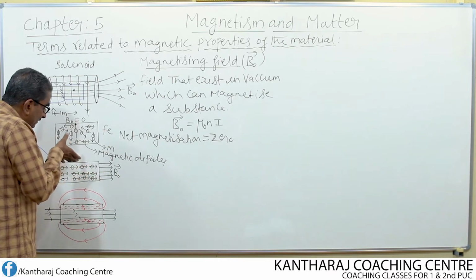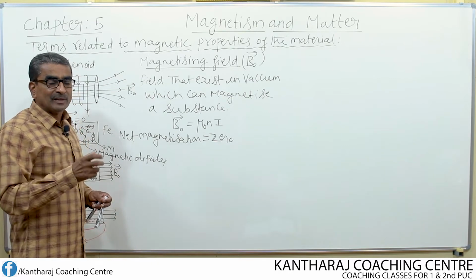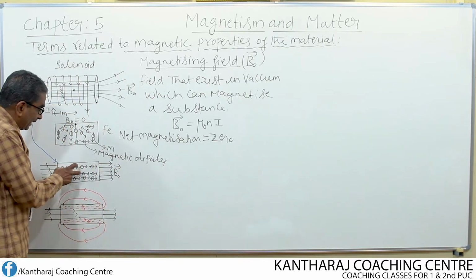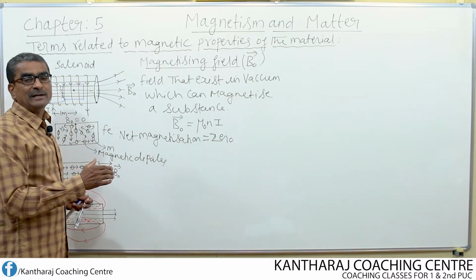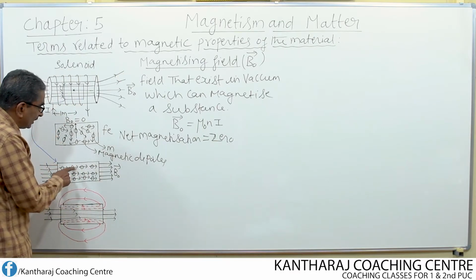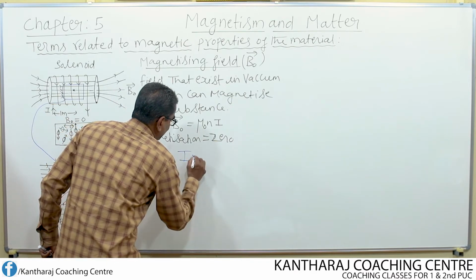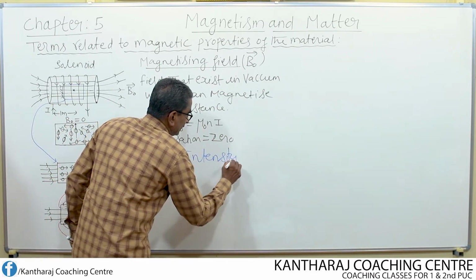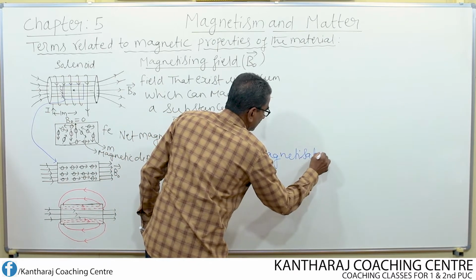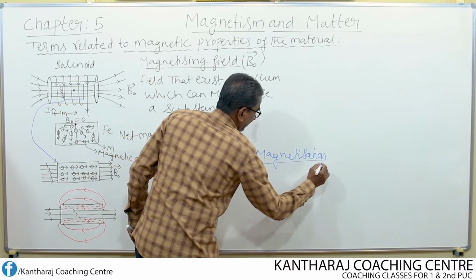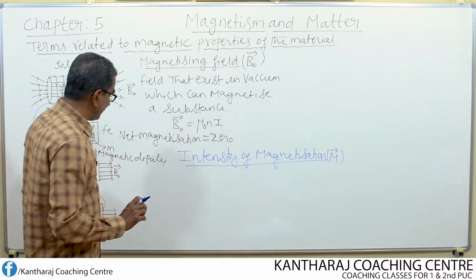Once the material gets magnetized, then what is the net magnetic dipole moment? Net magnetic dipole moment that exists per unit volume of this material. That net magnetic dipole moment per unit volume of this material is known as intensity of magnetization. So this is another term, intensity of magnetization, represented by capital M, which is once again a vector quantity.